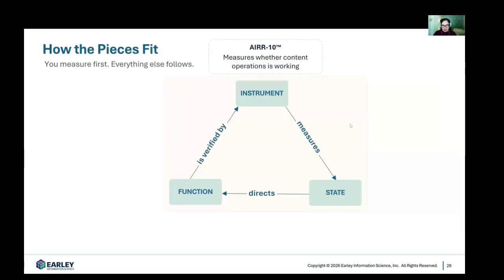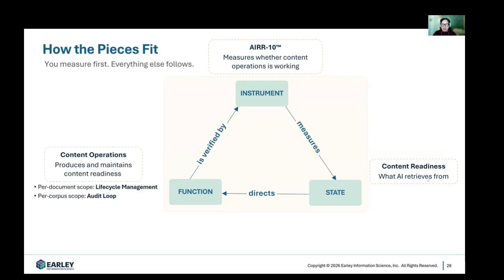Okay, so there's three pieces here. The AIRR10 is the instrument. It measures whether content operations is actually working. And then content readiness is the state. It's what AI retrieves from on any given day. And content operations is the function. So that's the process that produces and maintains the state. So we measure today, we see where we are, we act on what we see, and we remeasure. So the instrument is the entry point and the close-the-loop step. And the takeaway here is that content readiness isn't a milestone. You don't reach it. It's a state you have to maintain. There's a rhythm to it.